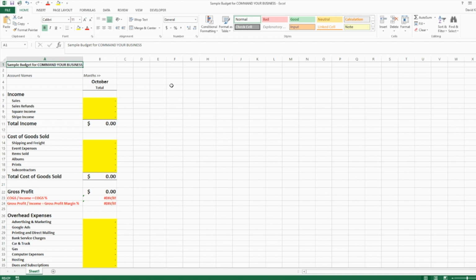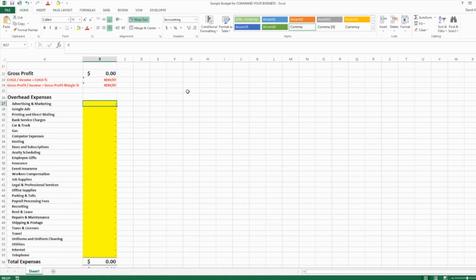This is just to get an idea of how much income you need to generate in order to hit the monthly numbers that you need to. So let's start with overhead expenses. Let's start filling in the amounts we expect for advertising and marketing. Let's say in the first month, we're going to advertise pretty hard. So we're going to do maybe $250 in the first month on regular traditional advertising.